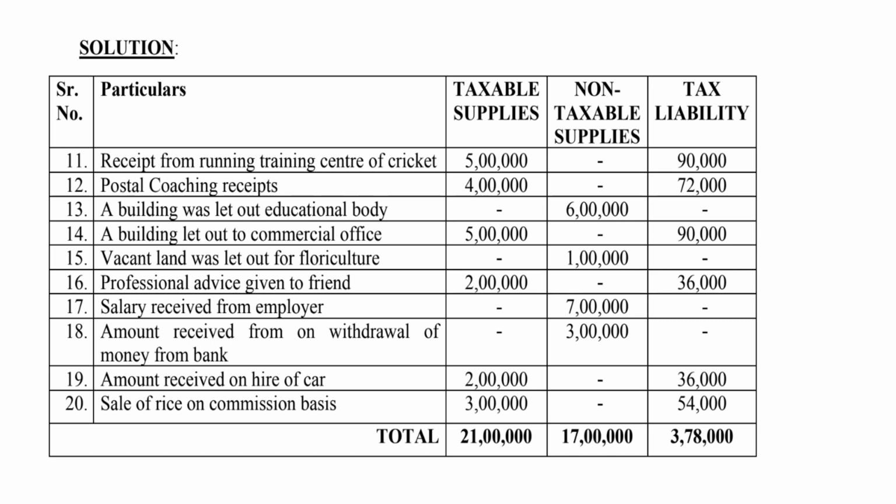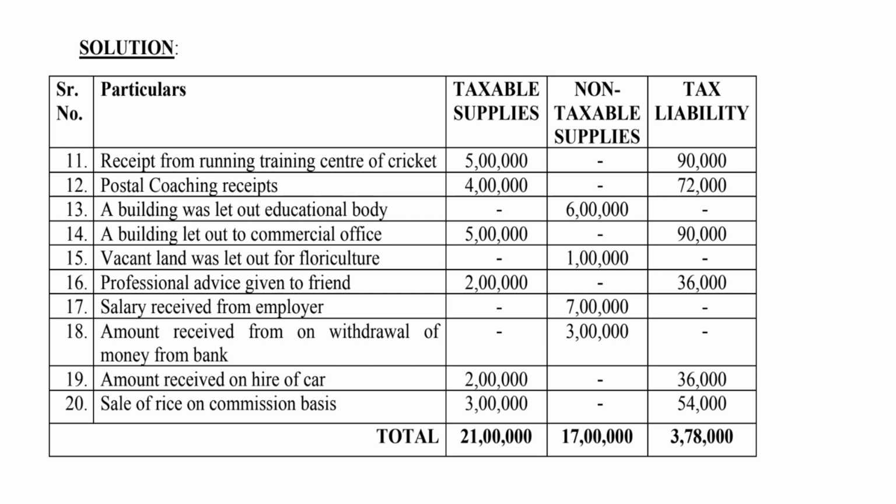Then we have professional advice given to a friend. Professional advice given to the friend, 2 lakh rupees. The tax amount here is 36,000. Then we have salary received from employer. The non-taxable supply is 7 lakh. Salary received from employer.